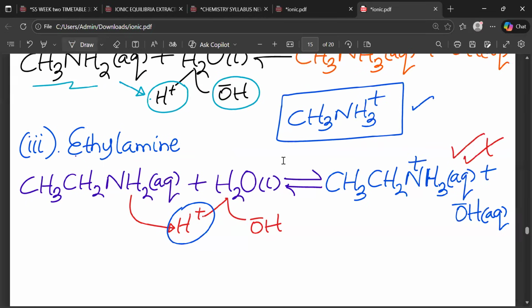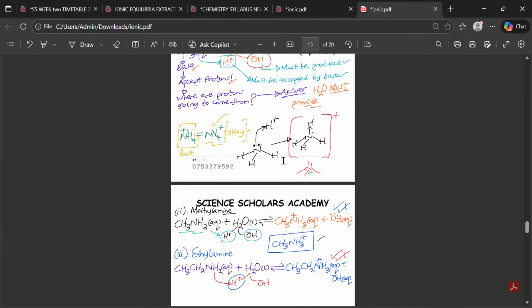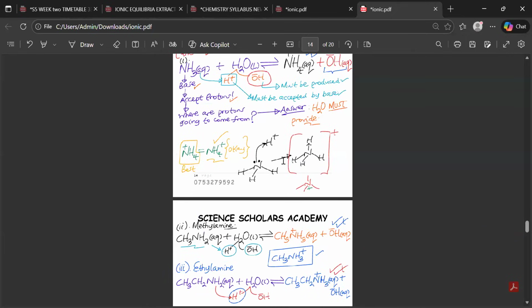So I have a question. Look at those three equations: the one of ammonia, the one of methylamine and ethylamine. Do you have any question, or are you ready for tasks? Just understand the chemistry within, that these are weak bases. Bases must accept protons, so you must ask yourself where they are going to come from. These bases are in beakers where there is only water, so it's only water that should provide the protons we need.